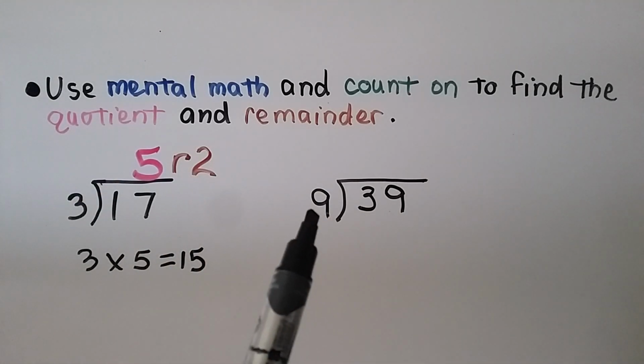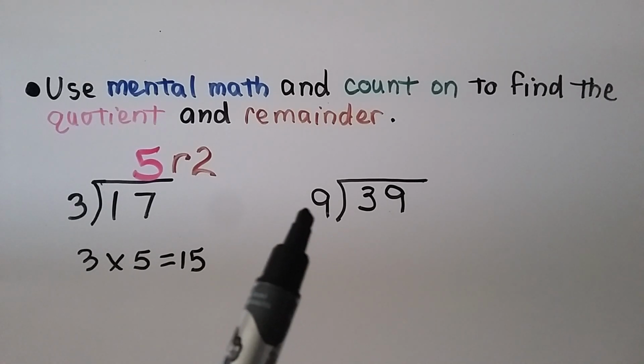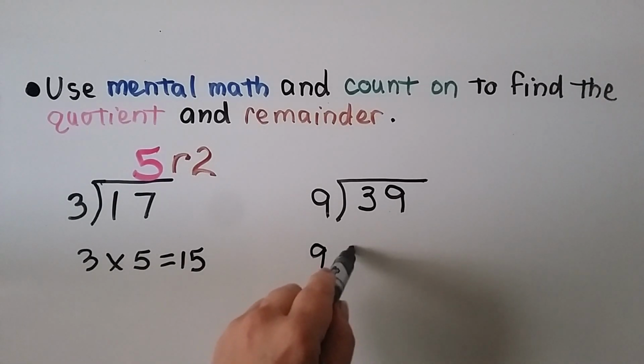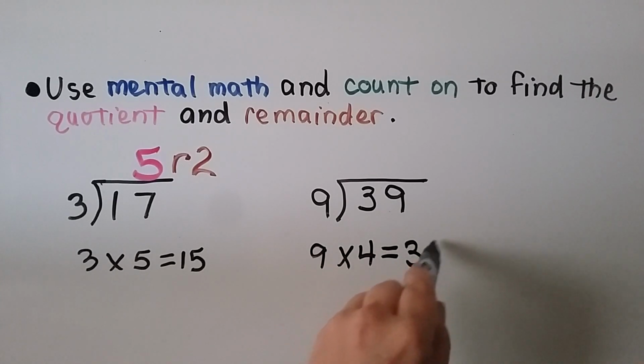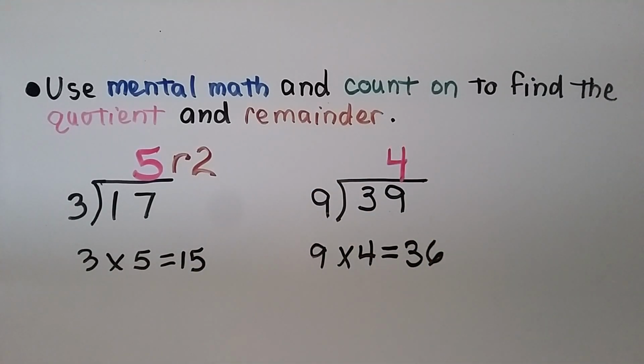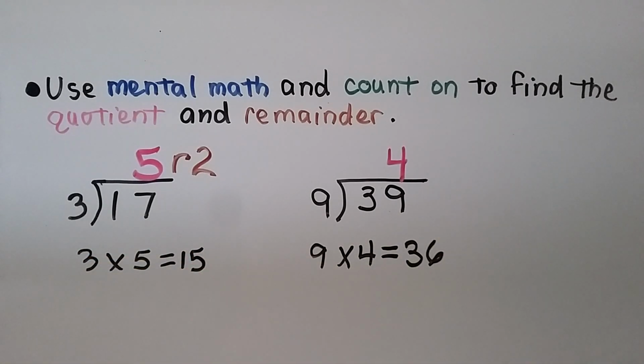Here we have 39 divided by 9. Well, we can use mental math and think of our math facts. 9 times some number is close to 39. 9 fits into 39 how many times? When we think of our basic fact, 9 times 4 is equal to 36. So we know it can fit in at least 4 times. And if we count on 36, 37, 38, 39, we have 3 more. We have a remainder 3. So we can use basic math facts that we already know and count on to find the remainder.